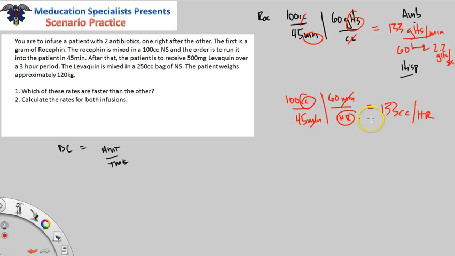But back to this problem, we have 133 cc's an hour and 133 drops per minute.